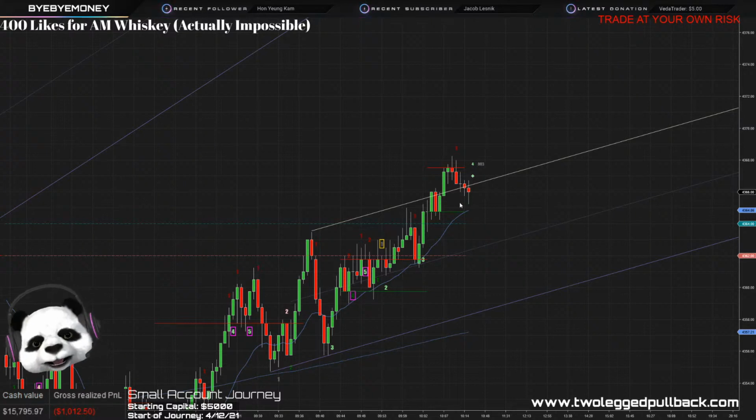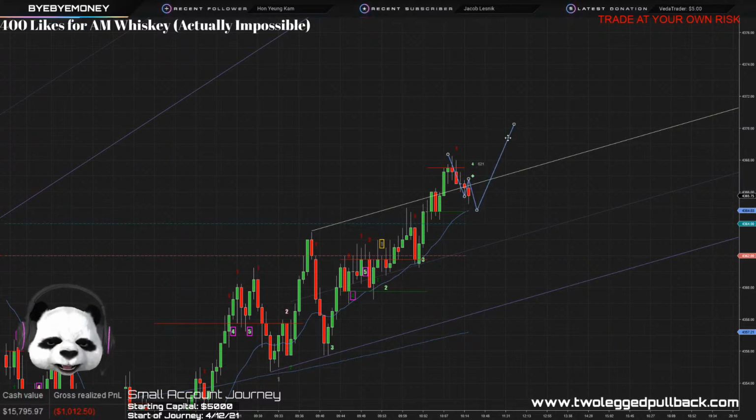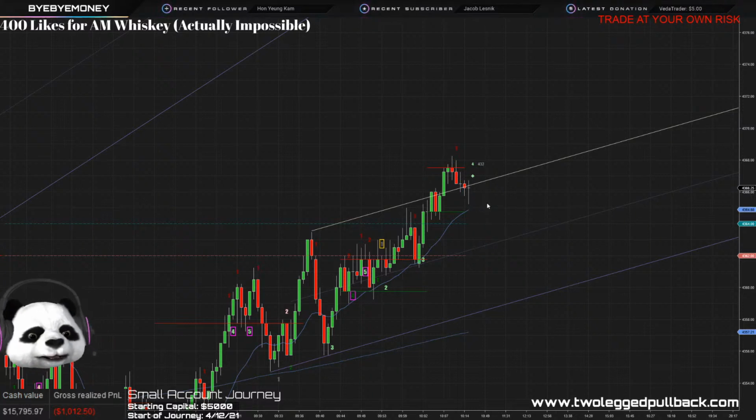This doesn't even make the two-legged pullback. Still on the first entry. We don't have a two-legged pullback here. Currently, it's a hidden two-legged pullback. That's what we would call this. A, B, C. It's not a technical two-legged pullback. It's a hidden two-legged pullback, or an optical two-legged pullback, I like to call it.